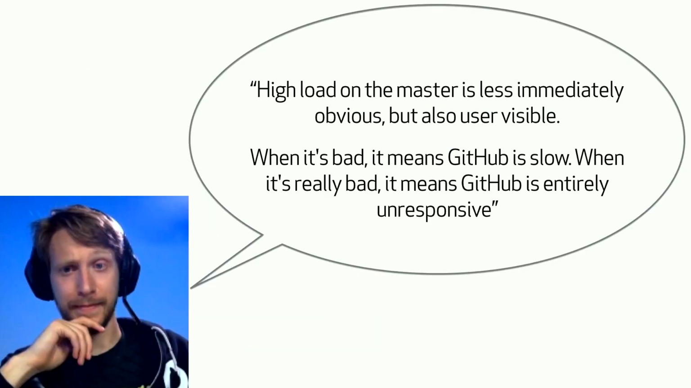So this is Jonah. Jonah's really wise, and I think he put this really well. He stated that high load on the master is less immediately obvious, but also user visible. So when it's bad, it means that GitHub is slow. When it's really bad, it means that GitHub is entirely unresponsive.